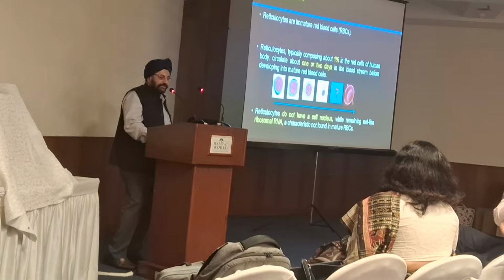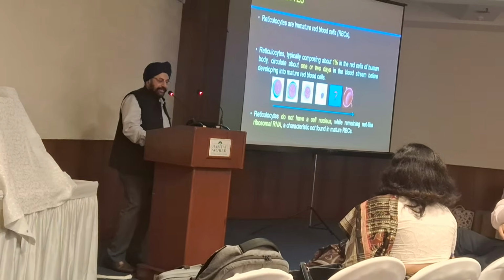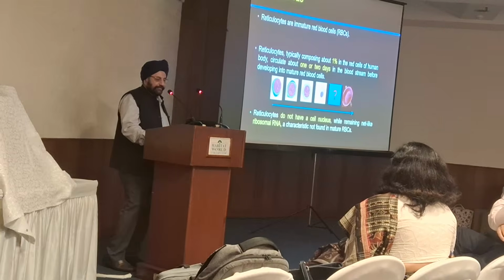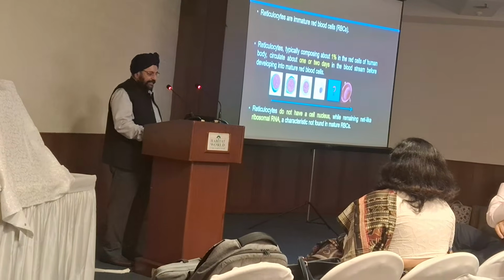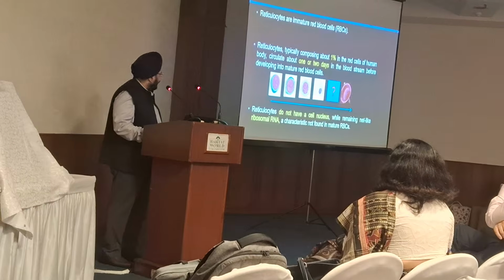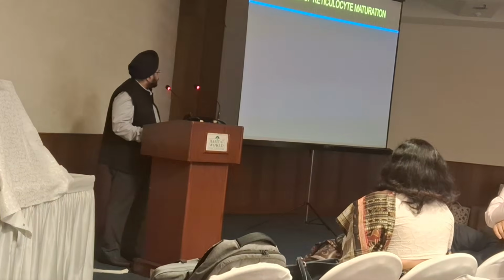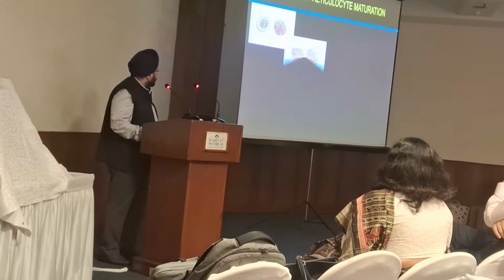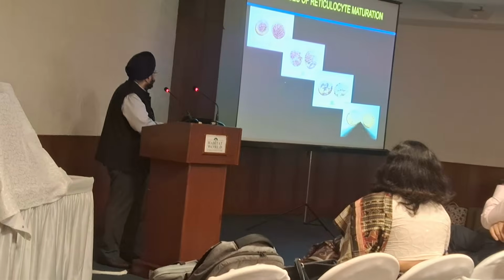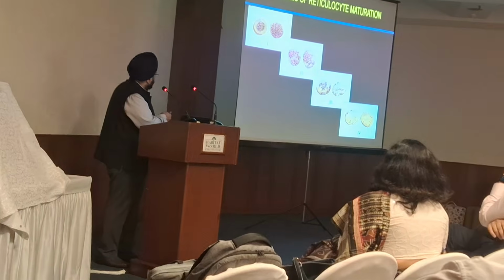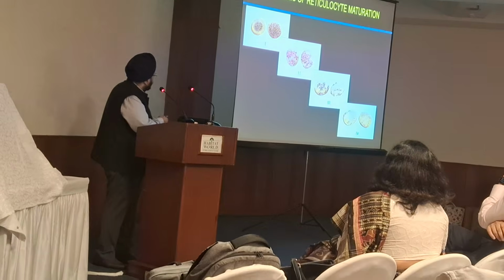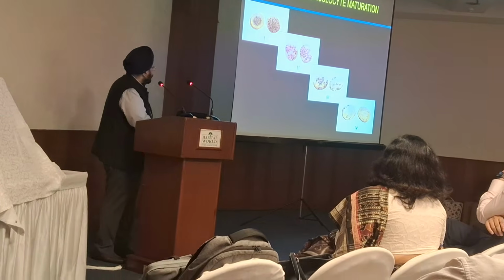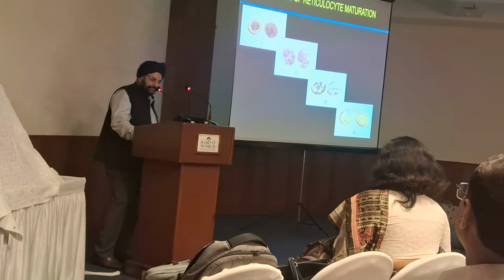Next we have the reticulocytes. They typically make up only 1% of red blood cells and circulate for only 1 or 2 days. They do not have a cell nucleus but have ribosomal RNA. So there are 4 stages of reticulocyte maturation. As you can see from stage 1 to 4, the RNA content is decreasing. So this is the most immature form of reticulocyte. So this is the most mature form of reticulocyte.